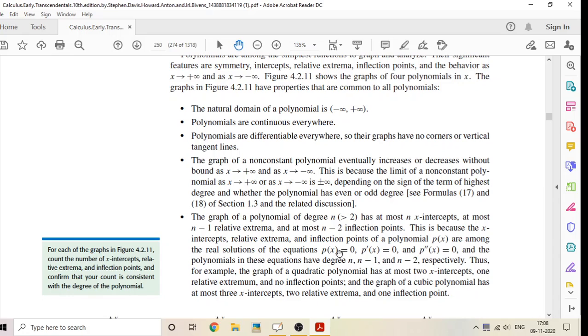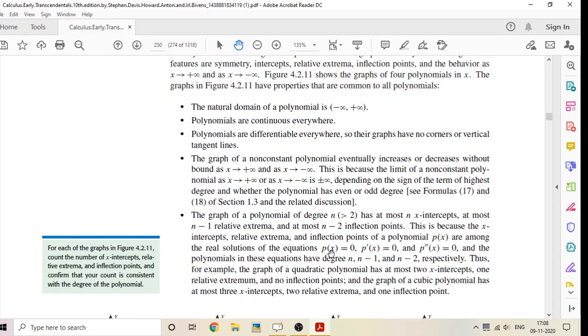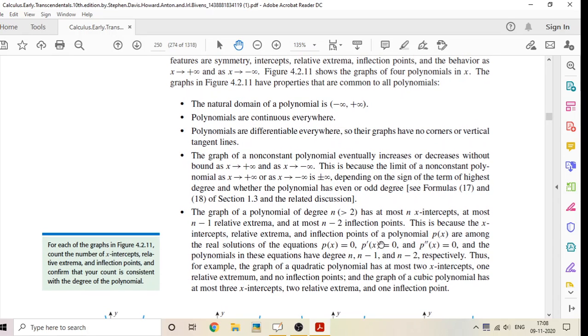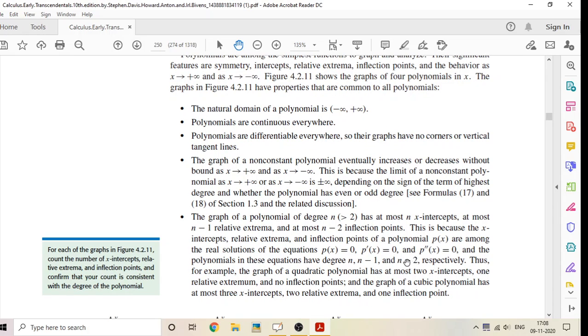അതിൻ്റെ റീസൺ ഇതാണ്. These three things will depend on the solution of p of x equal to 0, p dash of x equal to 0, and p double dash of x equal to 0. So where these equations are having degrees n, n minus 1 and n minus 2. So these will be the at most number of roots.